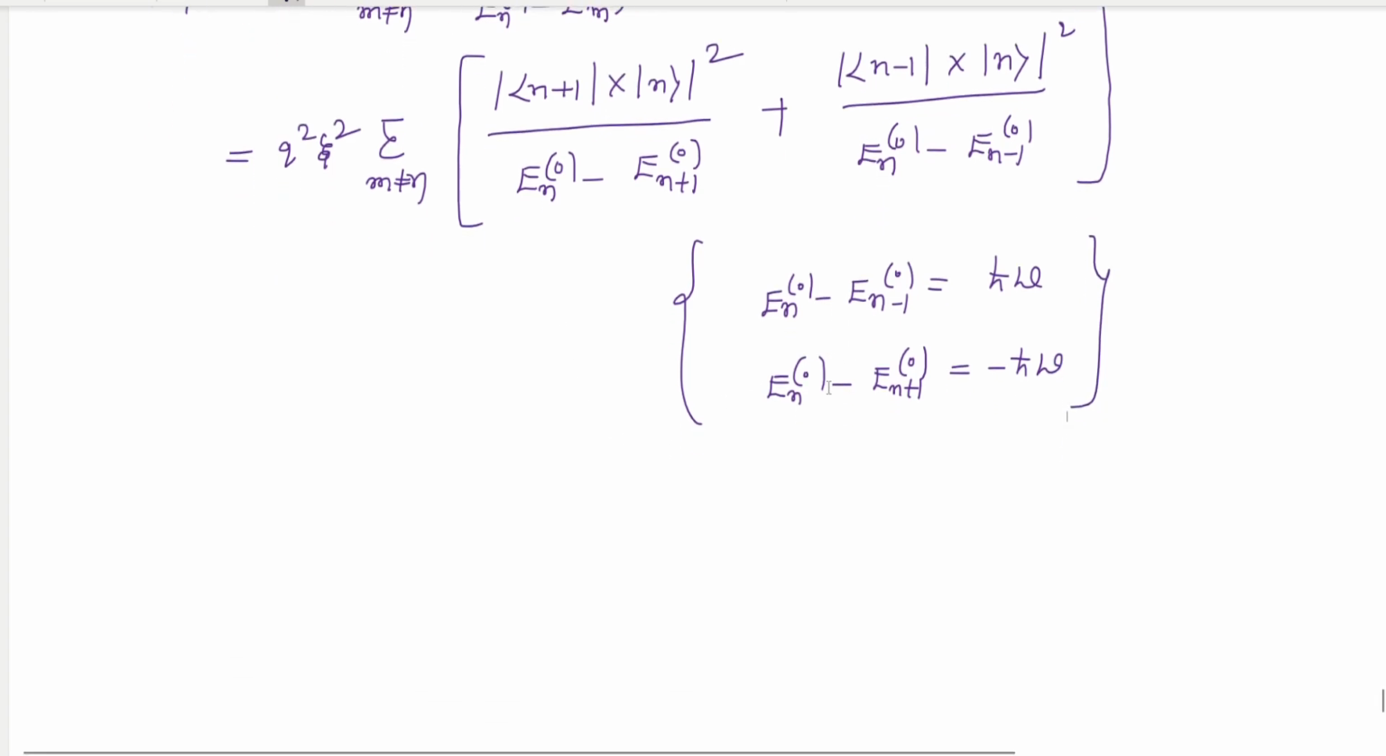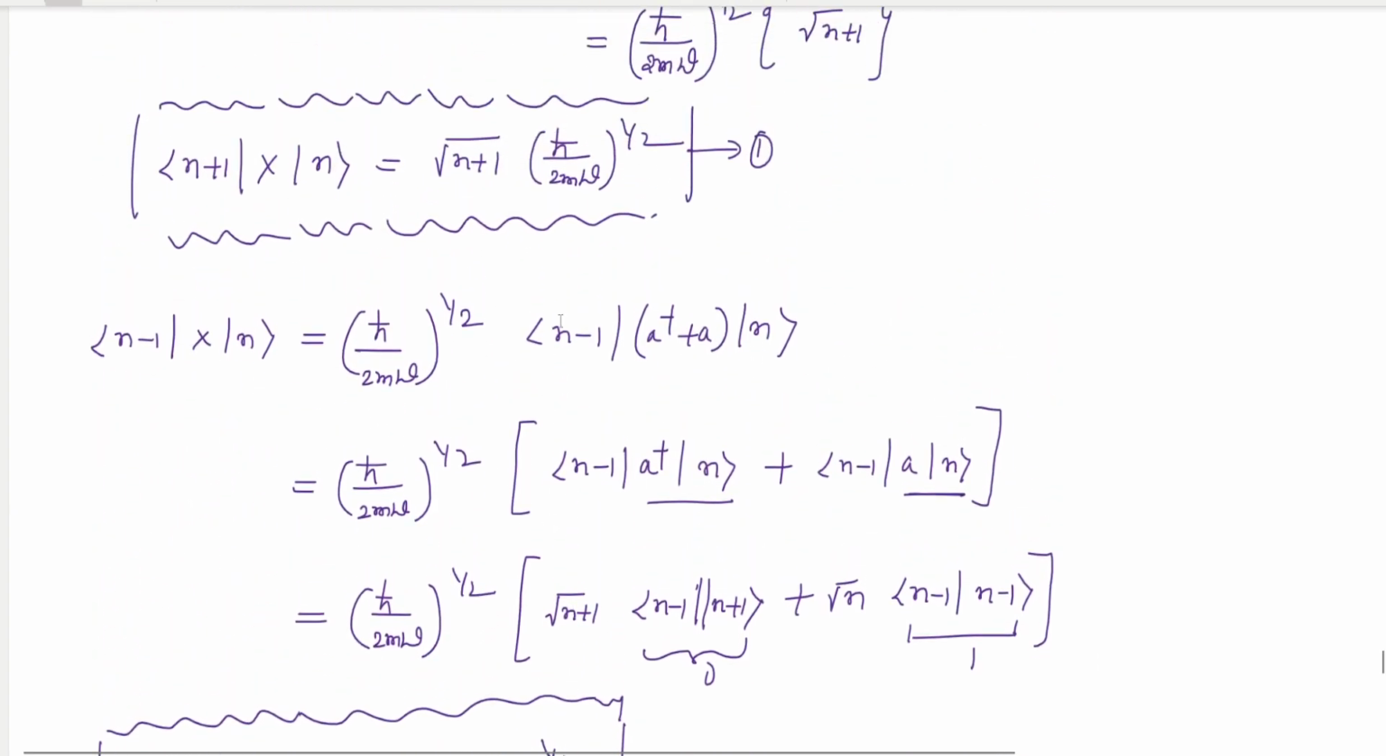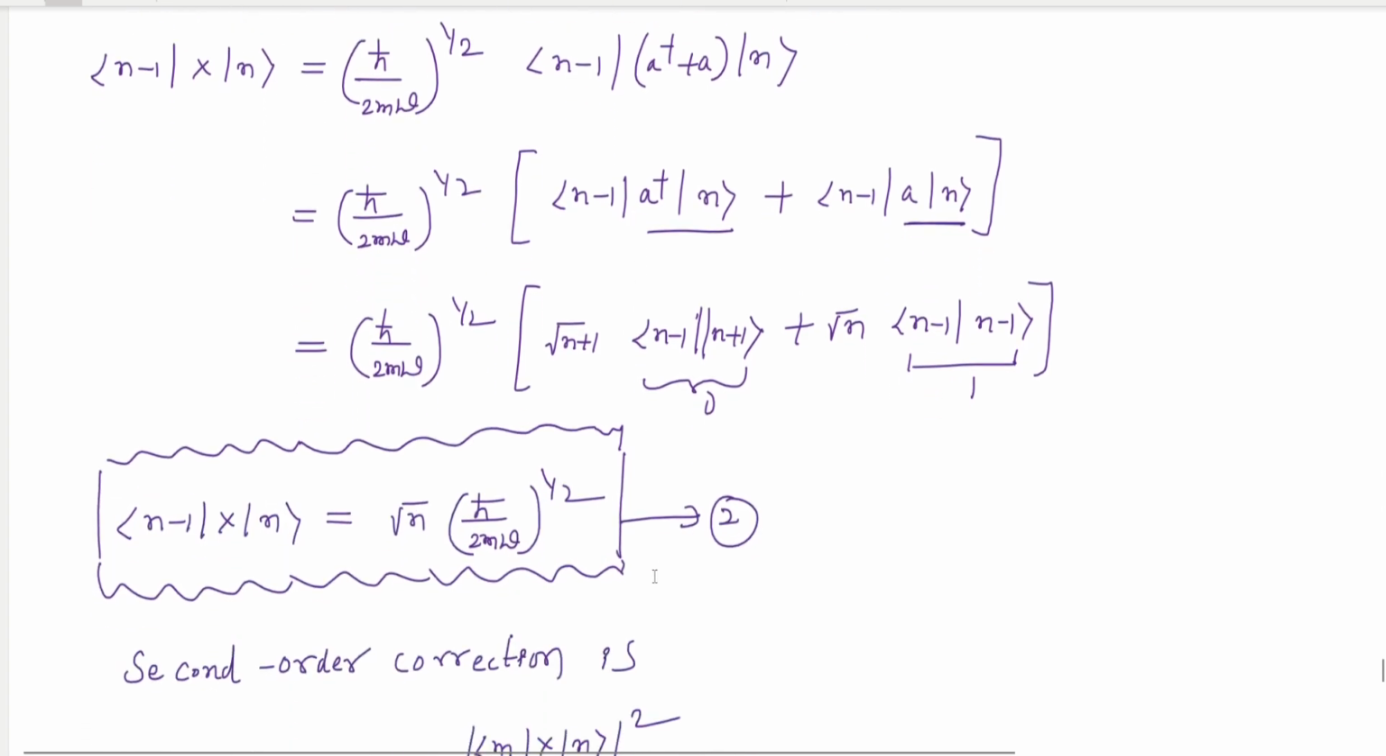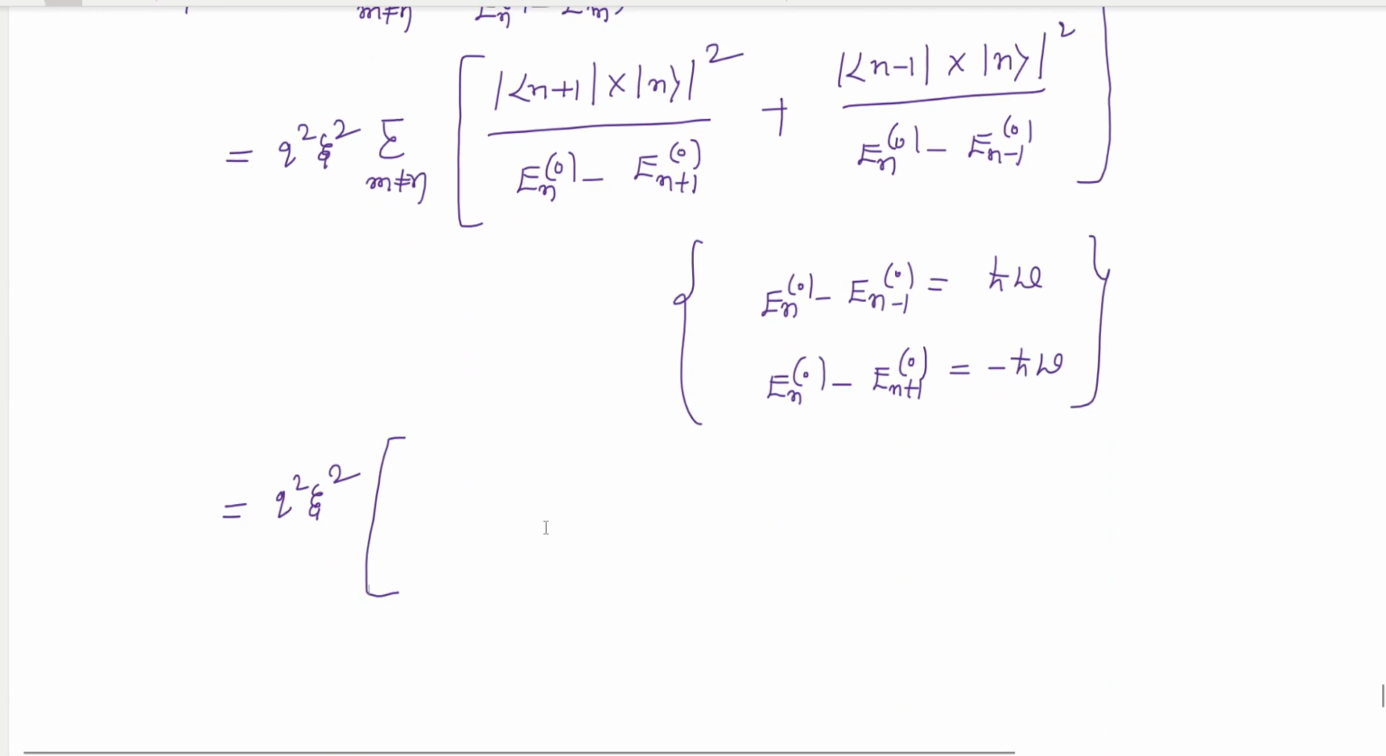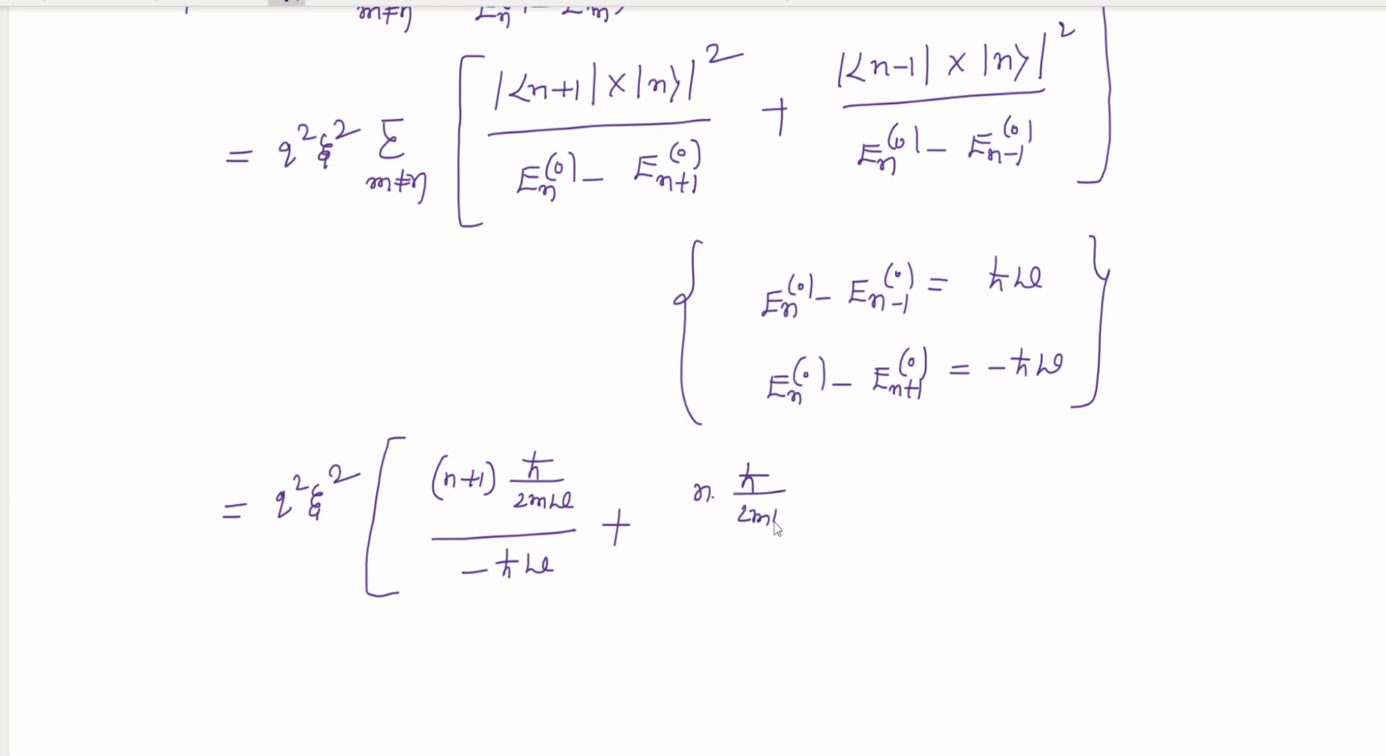So now I'm going to simplify this equation. Q square electric field square. The n plus 1 x n, maybe the first term, is root n plus 1 times root h cross divided by 2m omega. Here the square is there, so the root cancels. The remaining is n plus 1 times h cross divided by 2m omega. This energy difference, En power 0 minus En plus 1 power 0, is minus h cross omega. Plus here also root n, right? n times h cross divided by 2m omega.